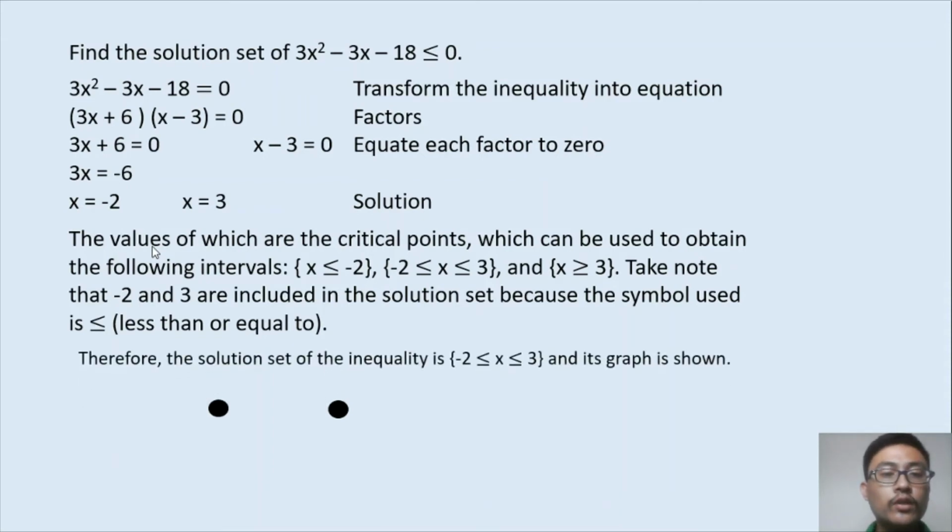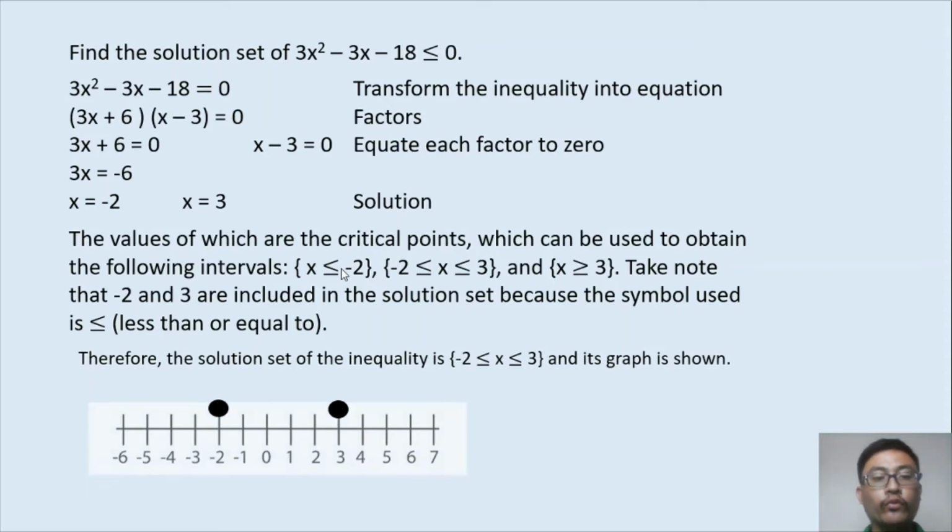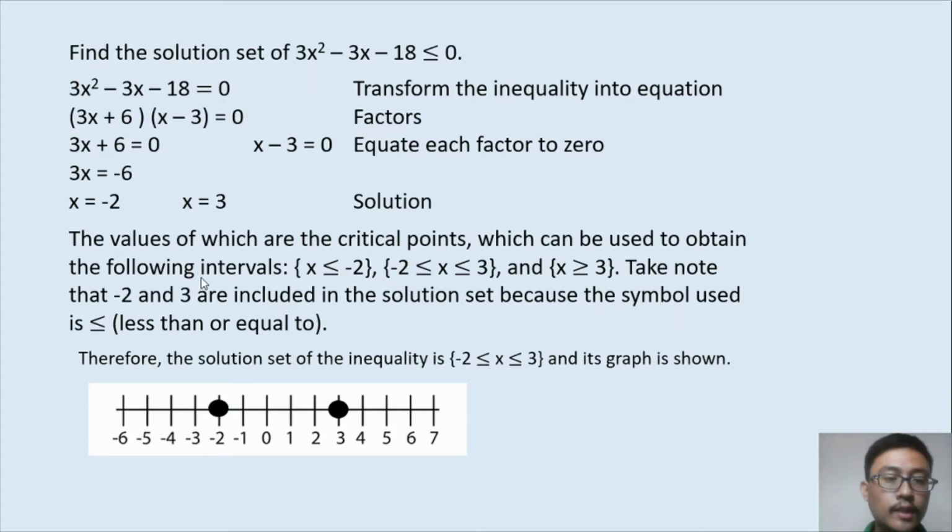Therefore, the solution set of the inequality is x is greater than or equal to negative 2 and less than or equal to 3 as its graph is shown. So, syempre, kasama yung negative 2 and 3 as the critical points. Then, yung nasa gitna. Ayan. So, lumalabas between, no? Between and included. Negative 2 and 3. So, yan yung ating solution set para sa inequality niya.